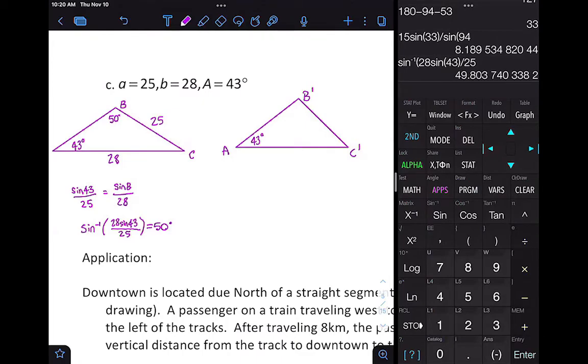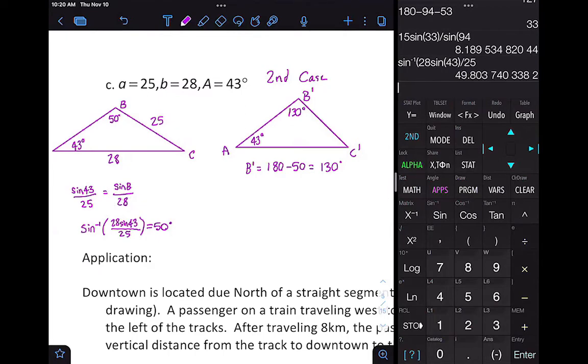Okay, so now to get your second case, your B prime here, what you need to do is take your original B that you got and subtract it from 180. So if you do 180 minus 50, that gets you 130, I think? And like I said, not to scale, but don't freak out about that. But yeah, that'll be 130 up there.